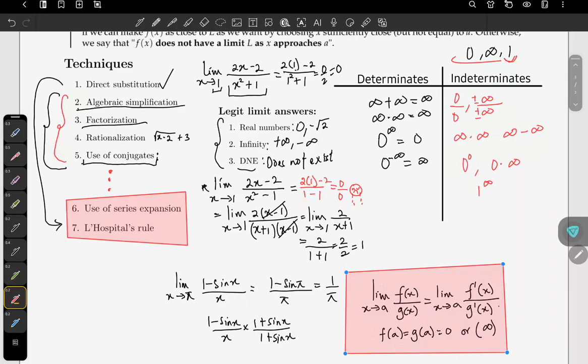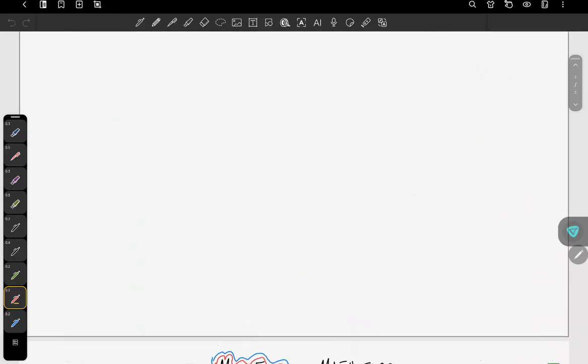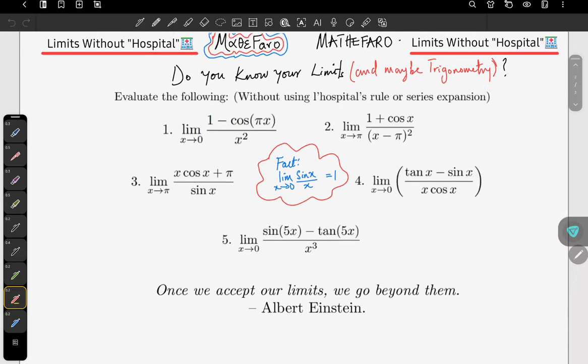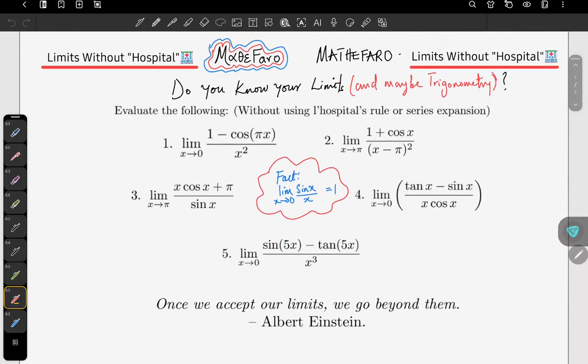So I'm going to stop the video right here because it's becoming longer than what I would expect. And in the next video, which I'll term the second introduction, we'll look at some tools that we can use to solve some of the questions that we have here without the use of L'Hopital's rule.